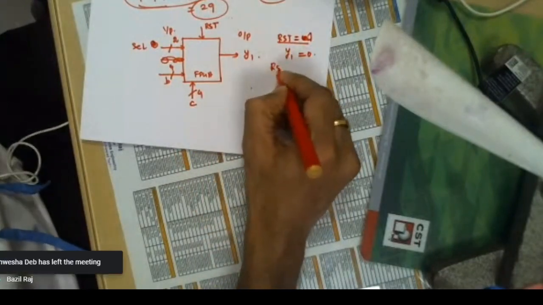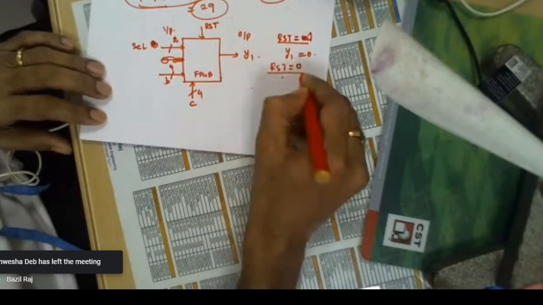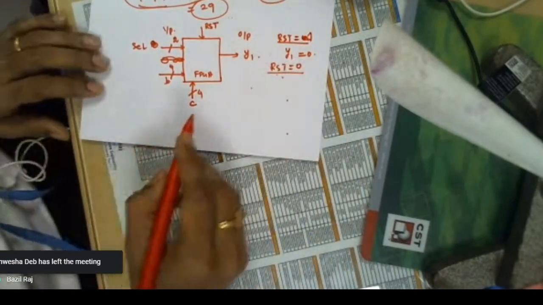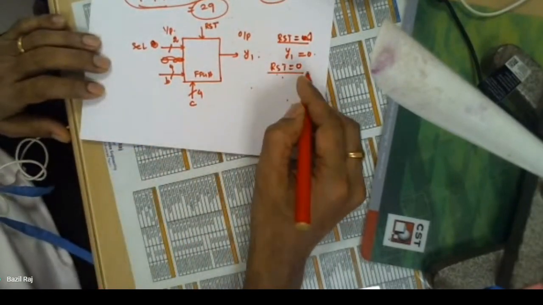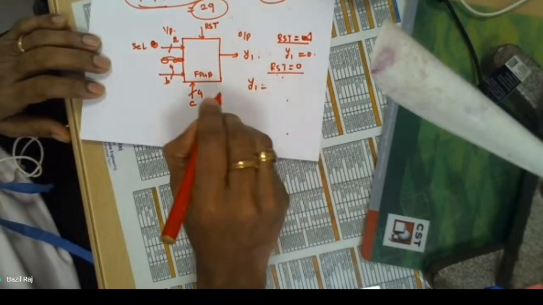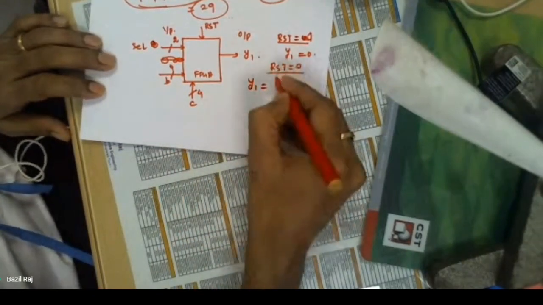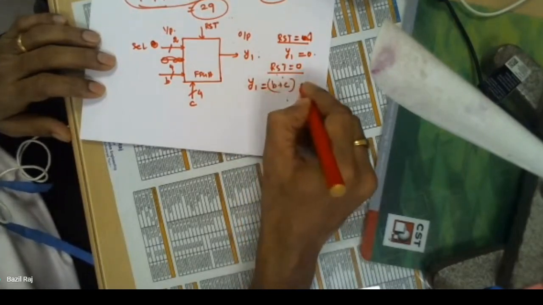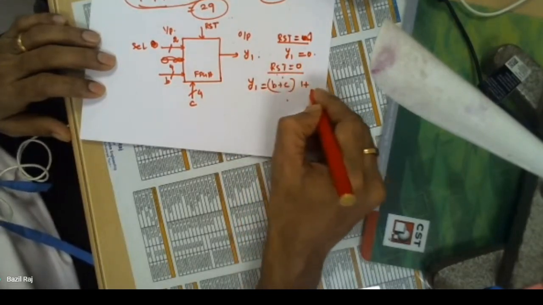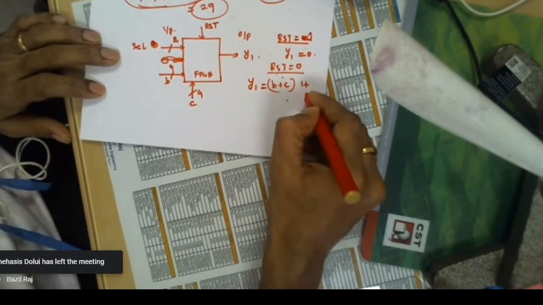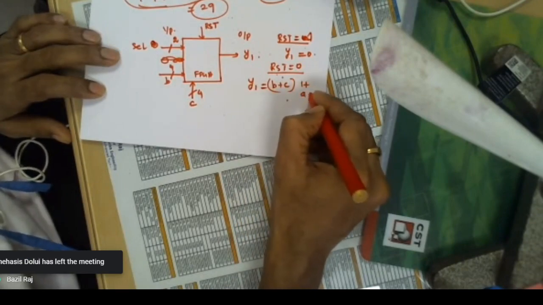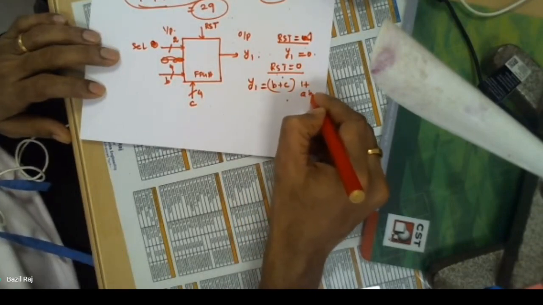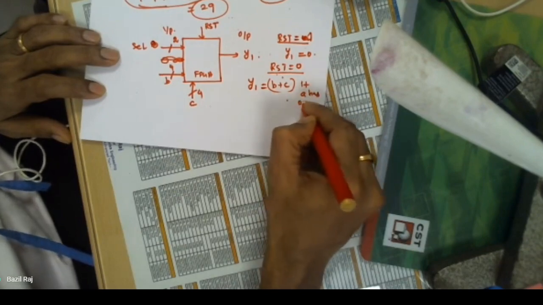Otherwise, when RST is equal to 0, then Y1 is equal to B plus C if A has an odd number of ones.